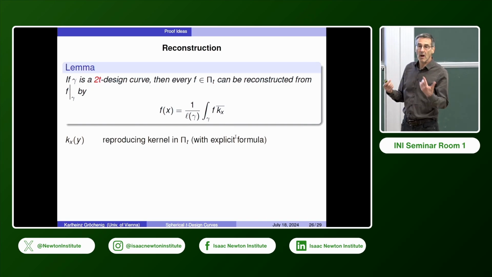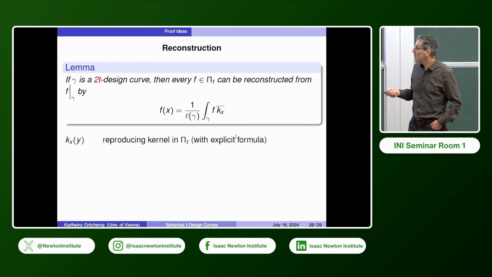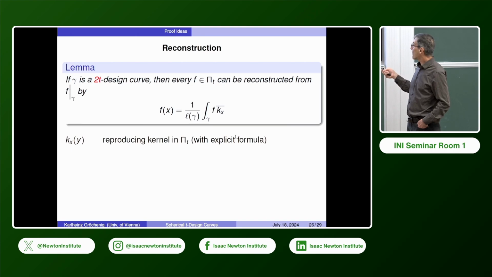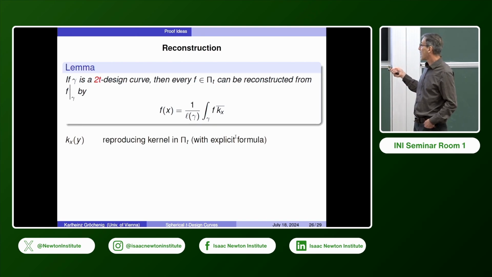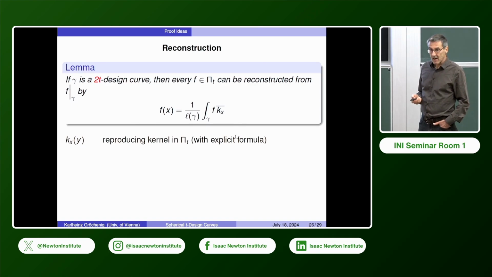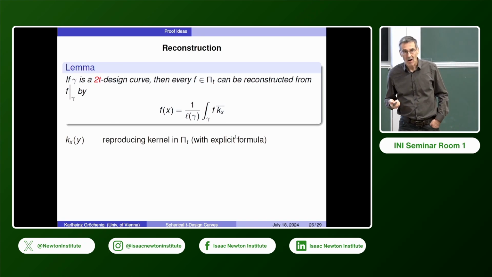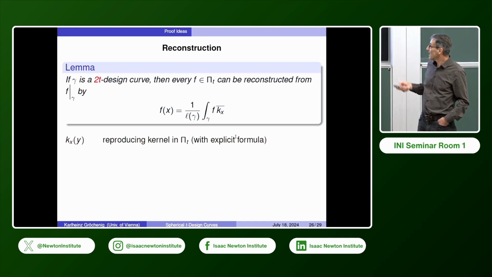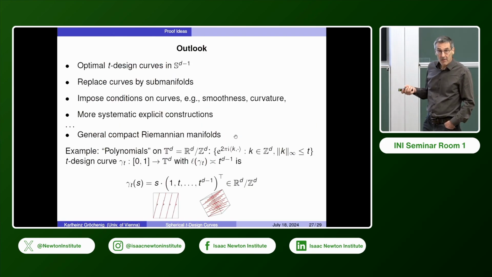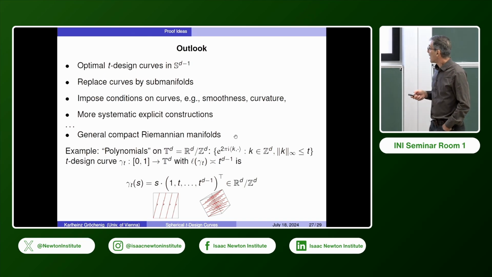The reproducing kernel is a polynomial of degree t, so the product is a polynomial of degree 2t, and so the average line integral is equal to the inner product of f with the reproducing kernel, which is equal to the point evaluation. So this would be, in principle, a reconstruction of a polynomial of degree t from its values on a 2t-design curve. So that's basically what I wanted to tell you.